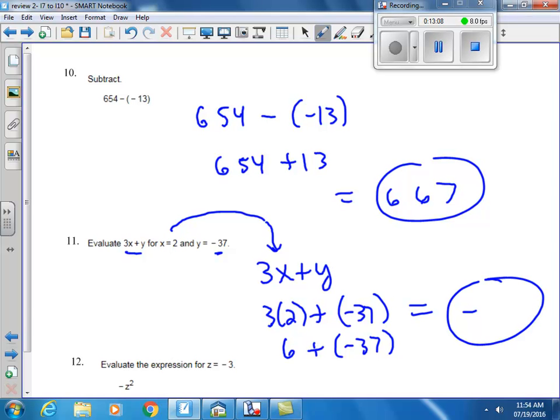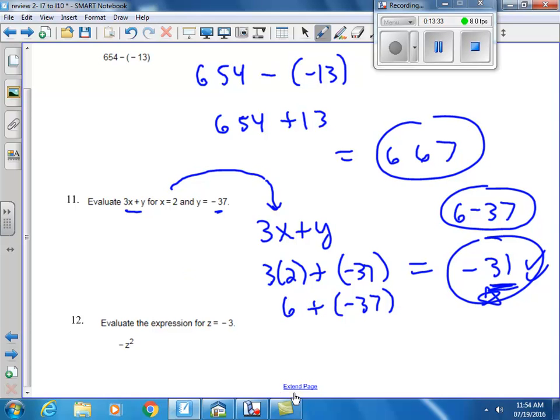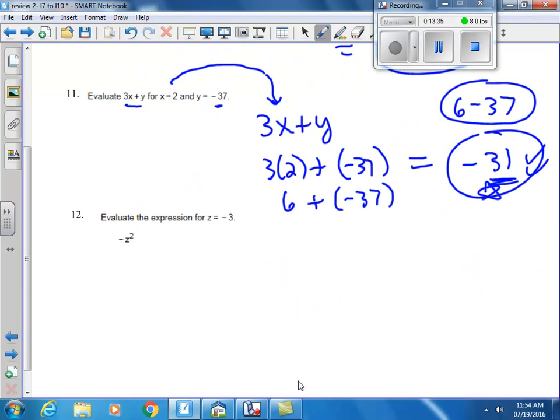So another way you can say that is just take your 37 minus your 6, which is 31, but you know you're going to be in the hole 31. So 6 adding a negative 37, just know that that means the same thing as 6 minus 37, which is -31. All right, and let's try 12 here together, which is -z squared.